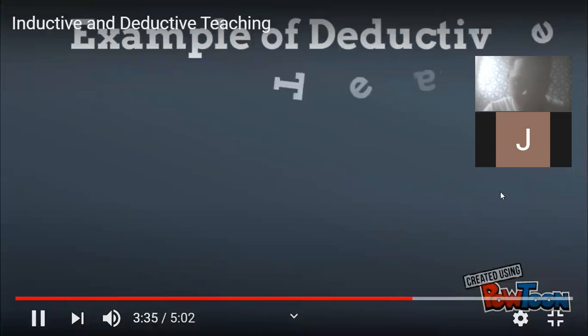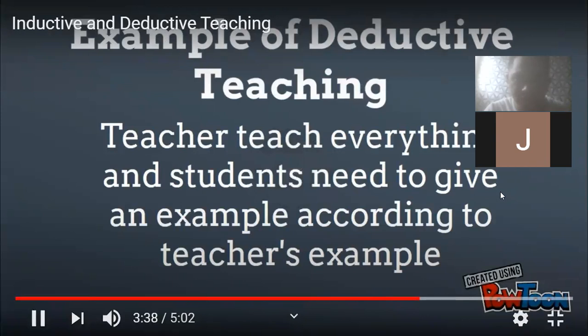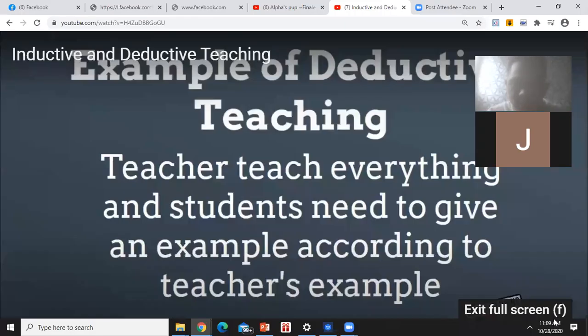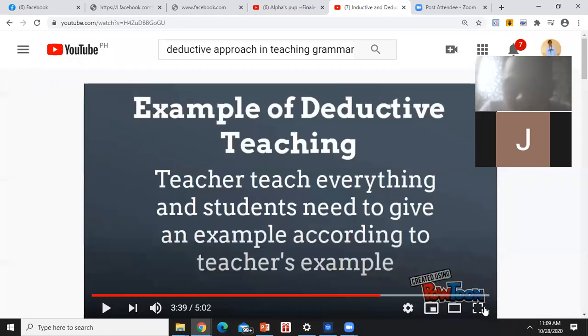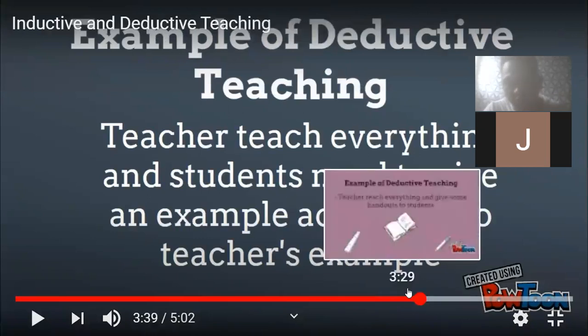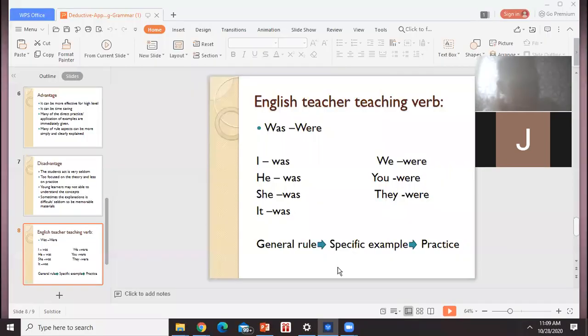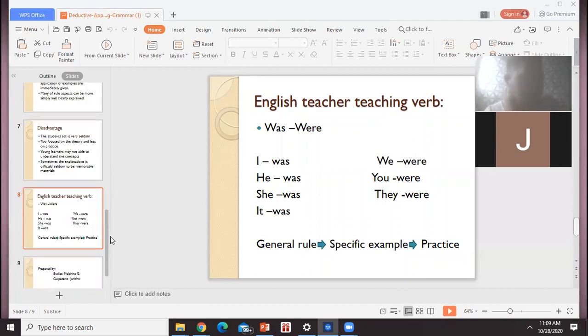Here is another example. In deductive teaching, teachers teach everything, and the students need to give examples according to the teacher's example. In the example, the teachers teach everything and give the students handouts. So in the deductive approach, the teacher's responsibility is very high.